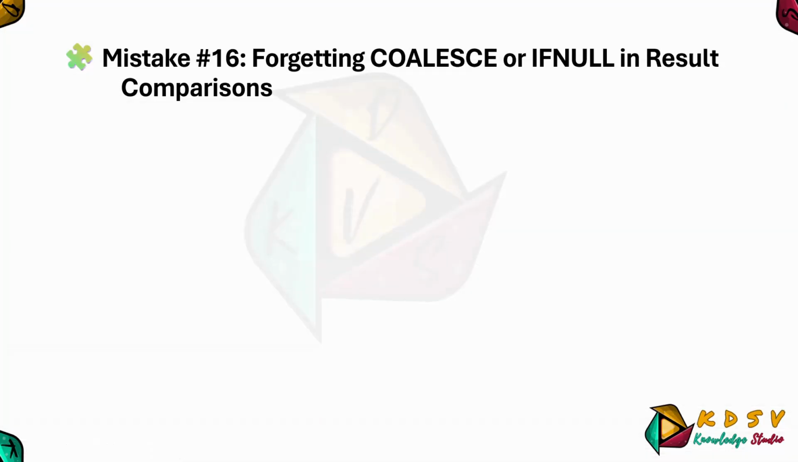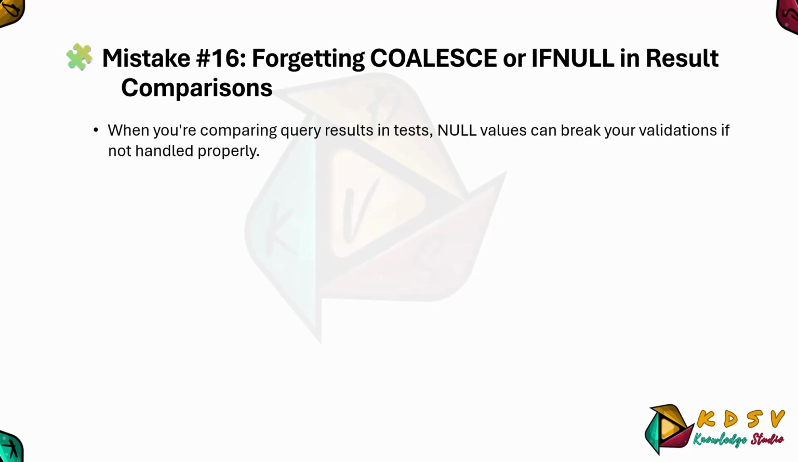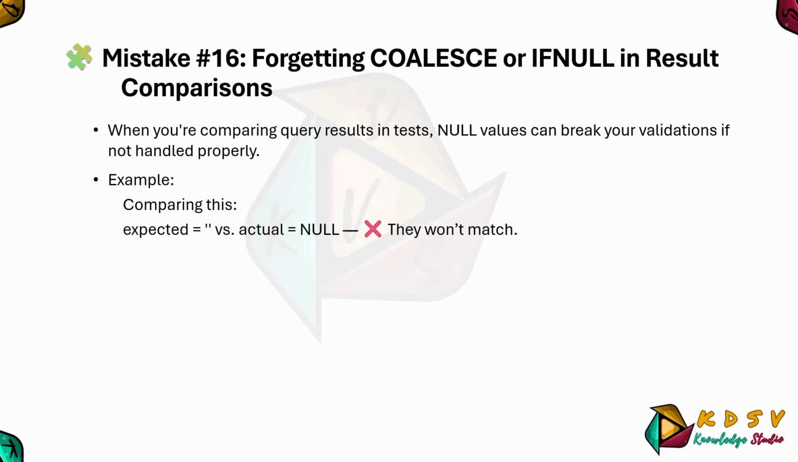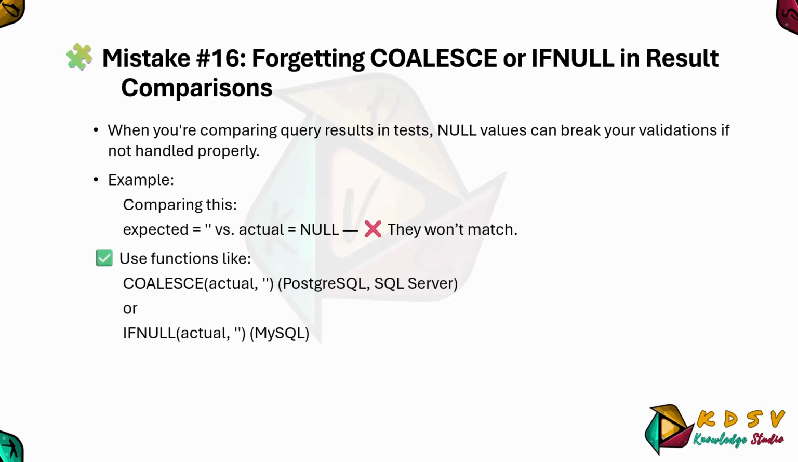Mistake number 16: forgetting COALESCE or IFNULL in result comparison. When you're comparing query results in tests, null values can break your validation if not handled properly. For example, comparing expected equal to blank versus actual equal to null, they won't match. Here we need to use functions like COALESCE with actual, comma, and a blank value. Here I'm referring to blank as two single quotes, just empty. So if actual is null, the COALESCE function will return a blank.